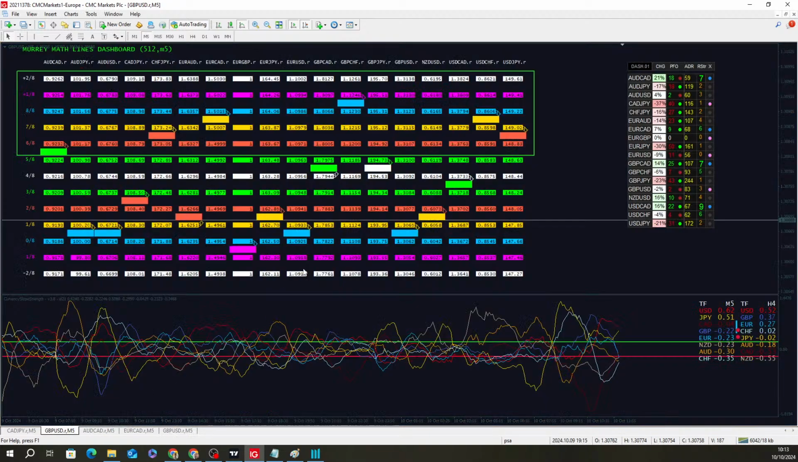Let's look at another pair. I'm looking for the one that has actually given us a pullback, which is the pound. We have the Cardian, which is what we are trading right now. Okay.